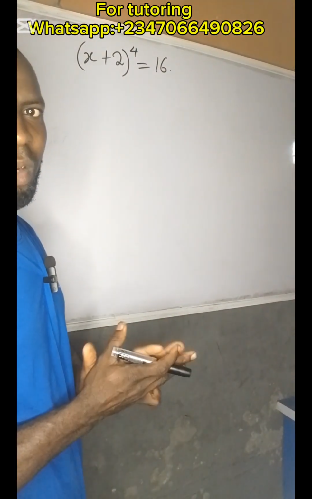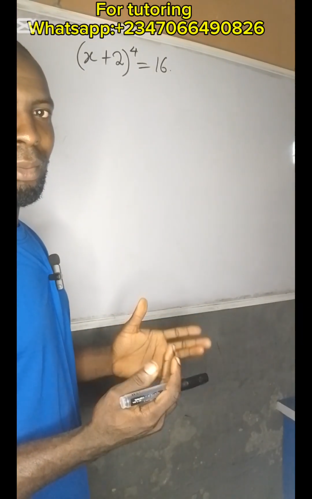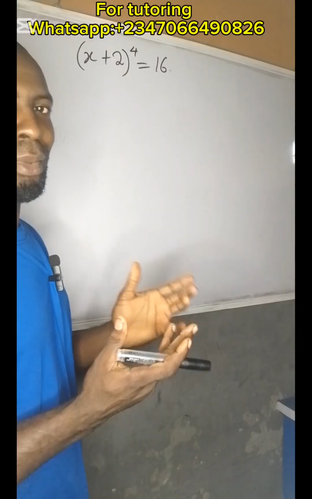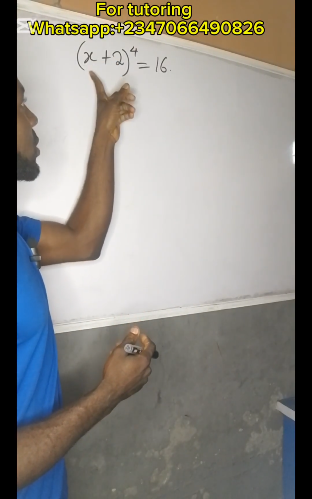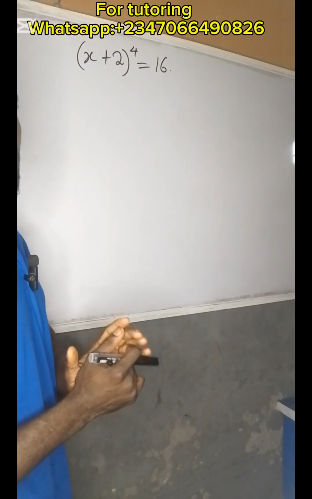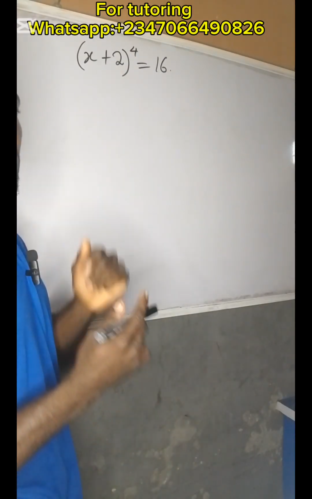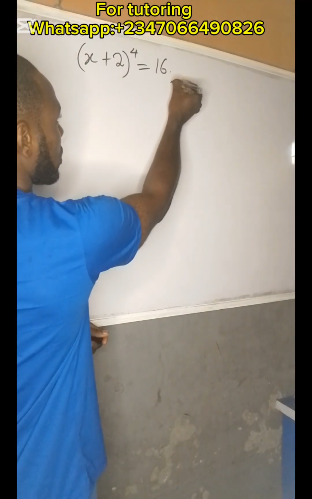Let's try to solve this kind of problem and see how we are going to deal with it. Believe me, it is simple. Let's solve it. We have this problem: (x + 2)^4 = 16, and we are asked to find the value of x that will satisfy the problem. Let's write the solution.